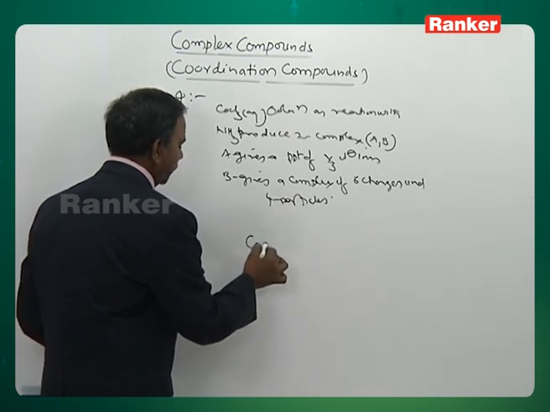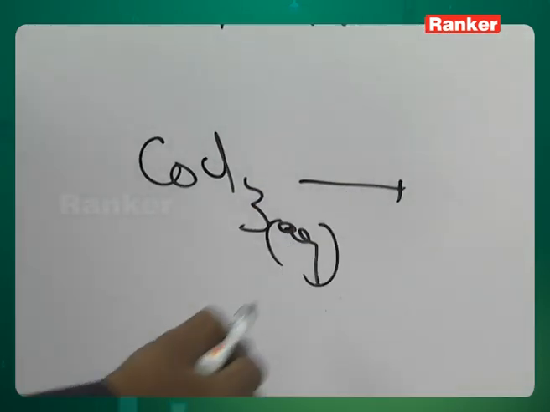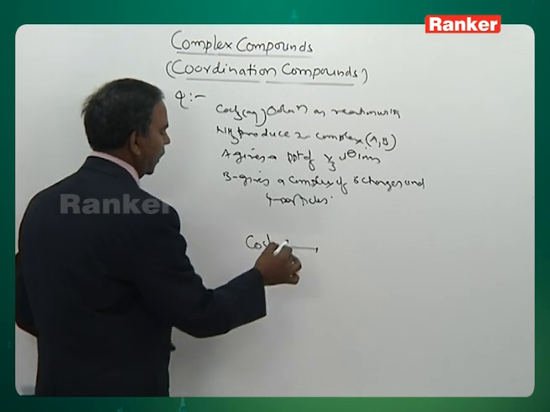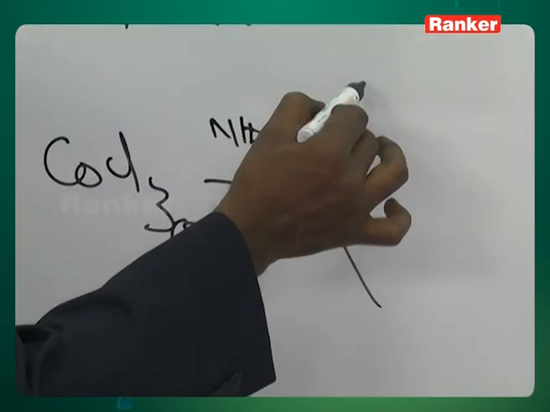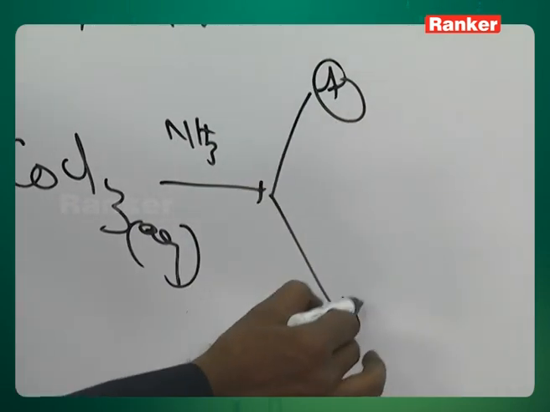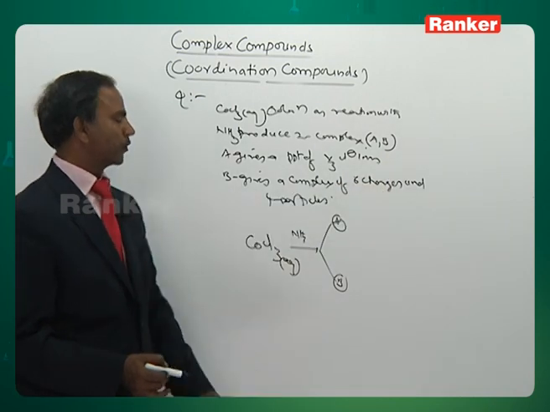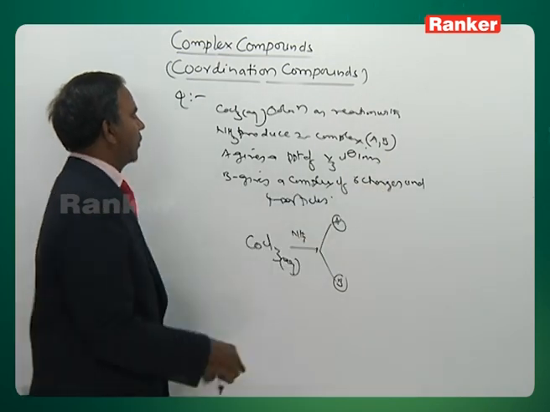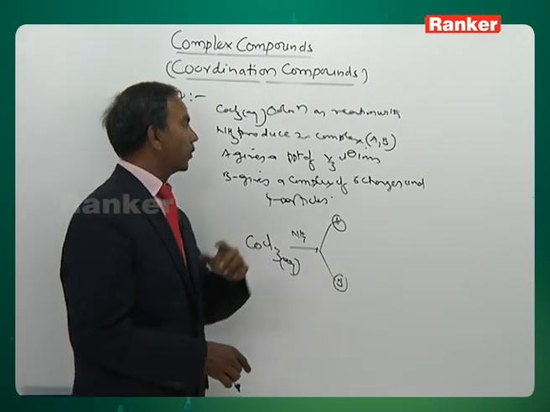Let us consider CoCl3 aqueous solution. This you are treating with what? Ammonia. Then you are getting two complexes A and B. Then what is the information of complex A? A gives a precipitate of 1/3 chlorides. How many chlorides are there? 3.